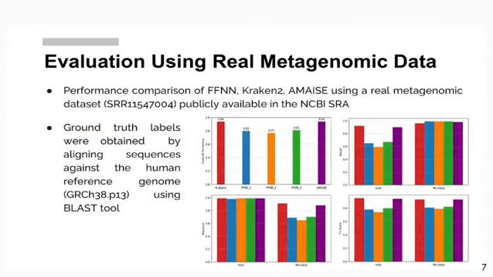We also compared our model using a real metagenomic dataset that is publicly available in the NCBI SRA database. For this dataset, our model demonstrated an accuracy of 87%, while both Kraken-2 and AMAZE had an accuracy of 94%. Here also, we had 99% specificity.